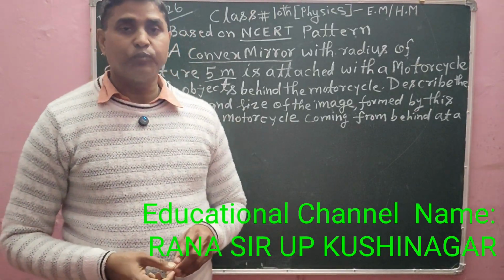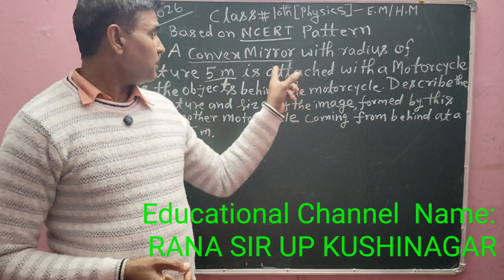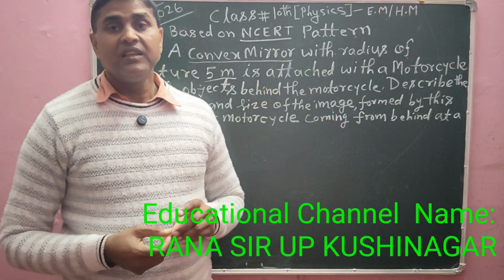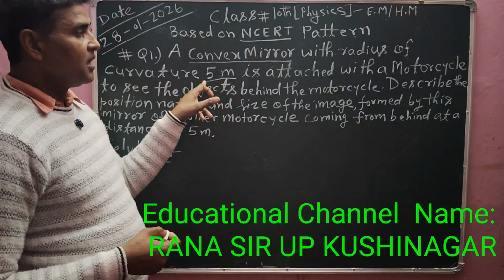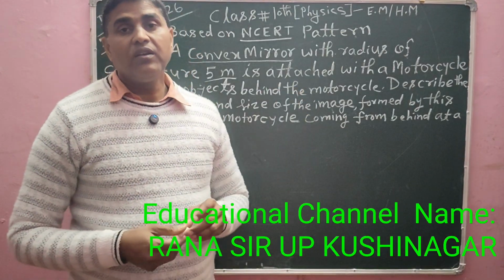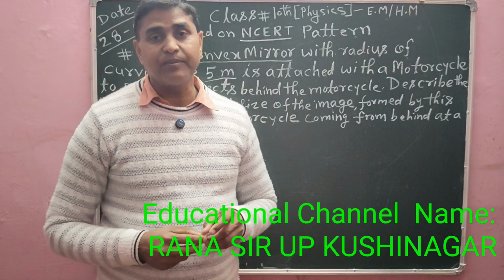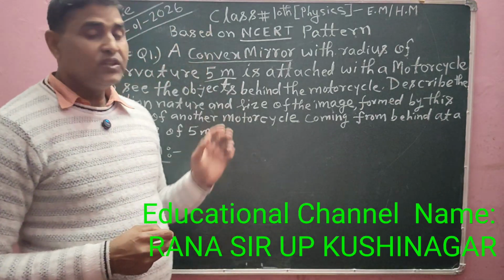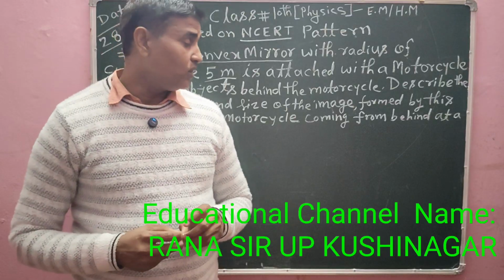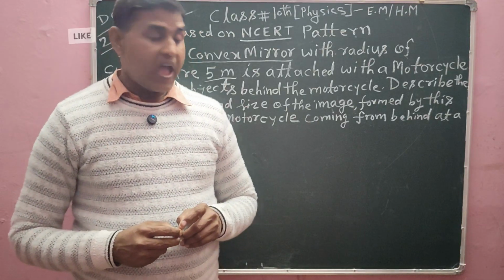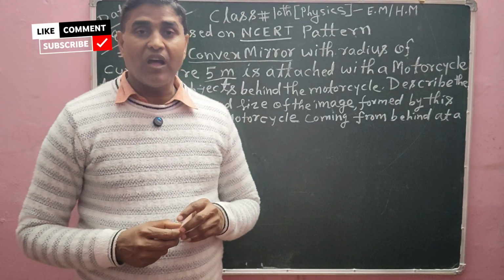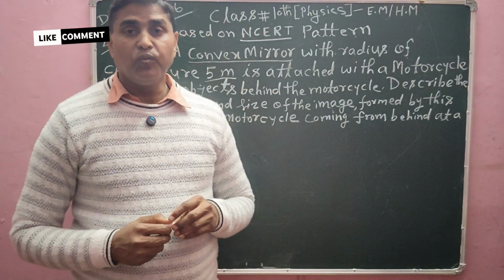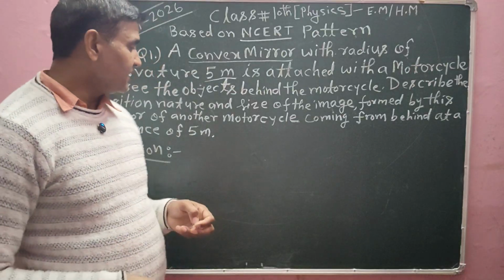In this case I will put the object 5 meter behind the mirror, and the radius of curvature that is given here is 5 meter. So I will use the relationship between focal length and radius of curvature. With the help of this formula I will get the value of f, and then I will use the mirror formula for calculating the size of the image. And after calculating the size of the image I will also determine what will be the nature of the image. We will explain all this information in detail, so you concentrate here.